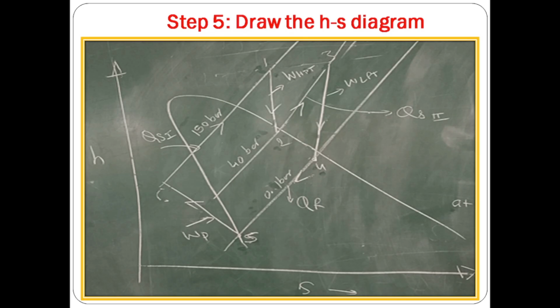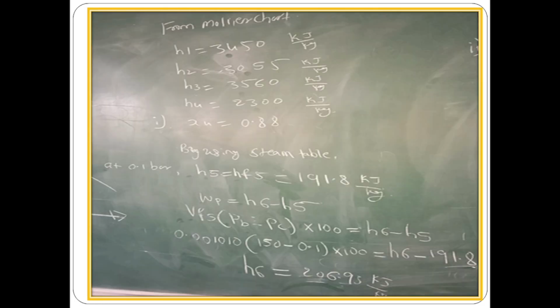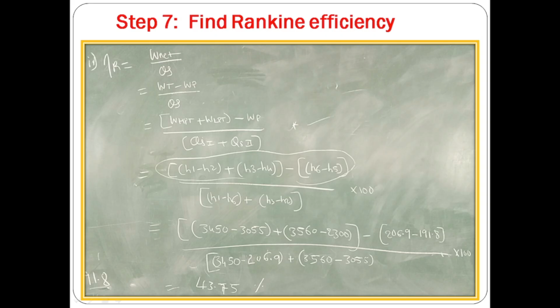Refer to this HS diagram and see how to write this. Work from the high pressure turbine is H1 minus H2. Similarly, work from the low pressure turbine is H3 minus H4. And pump work we can write as H6 minus H5. And heat addition, always take higher minus lower: H1 minus H6 in the boiler. In the reheater we get the heat from H3 minus H2. Once you know how to write the enthalpies, you substitute all the enthalpies you have calculated from the Mollier chart.